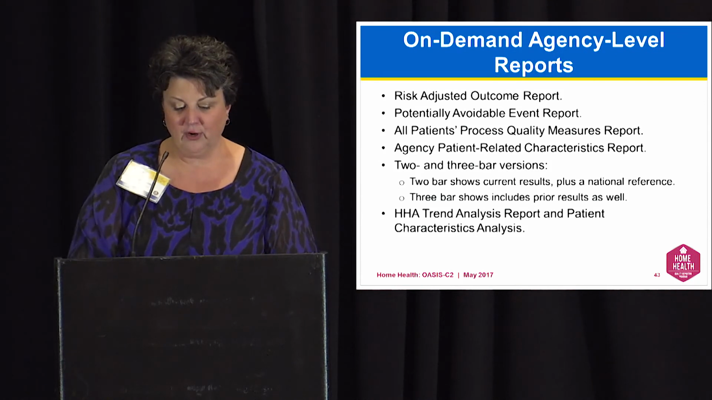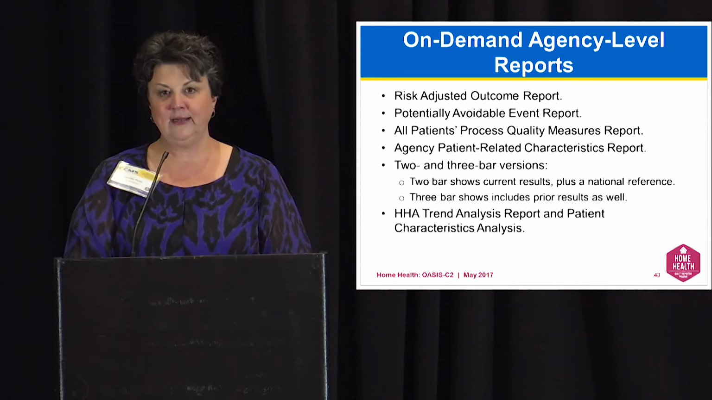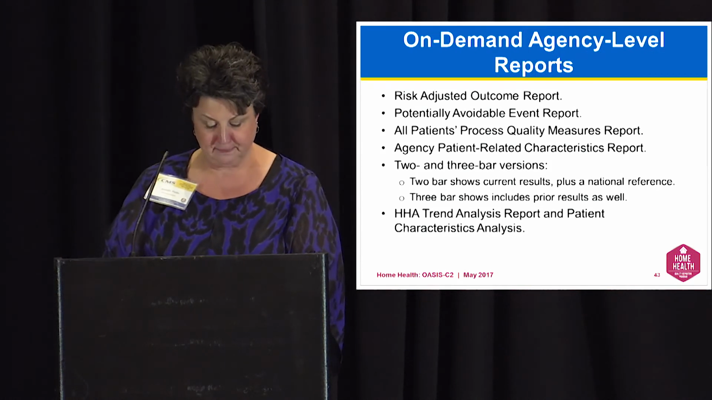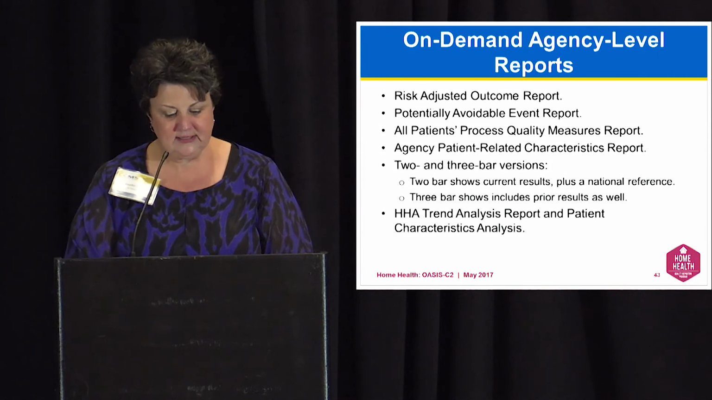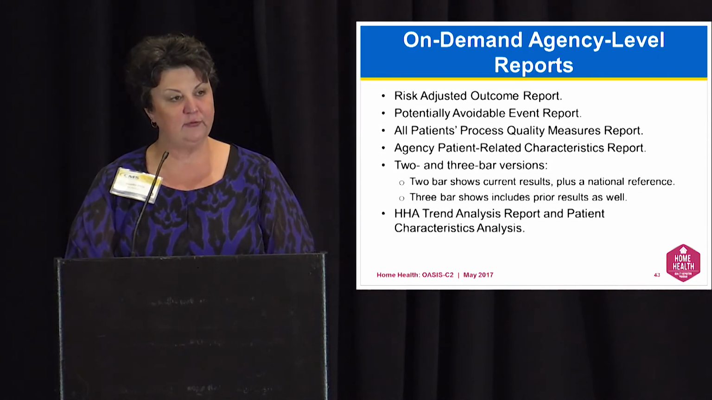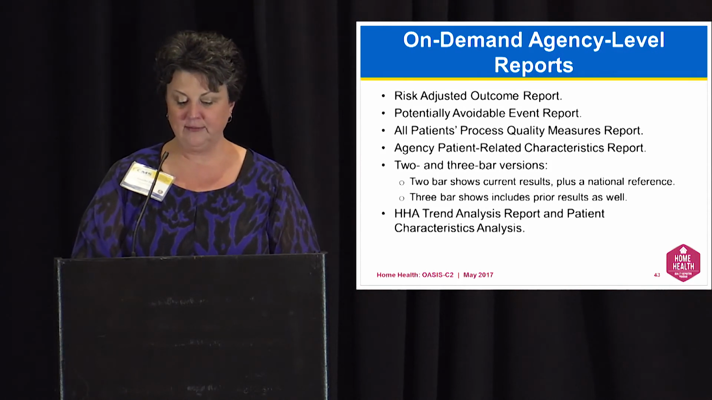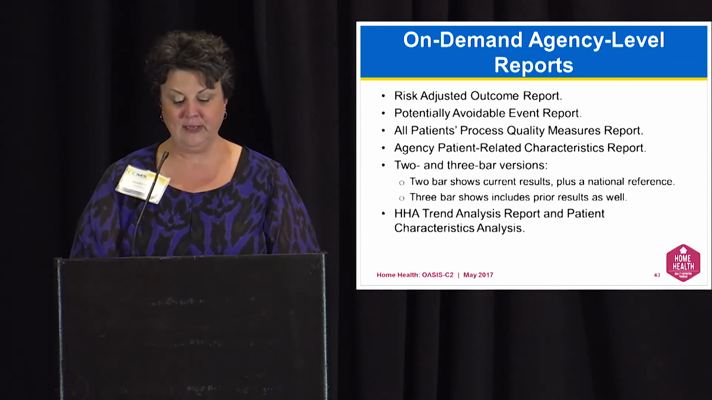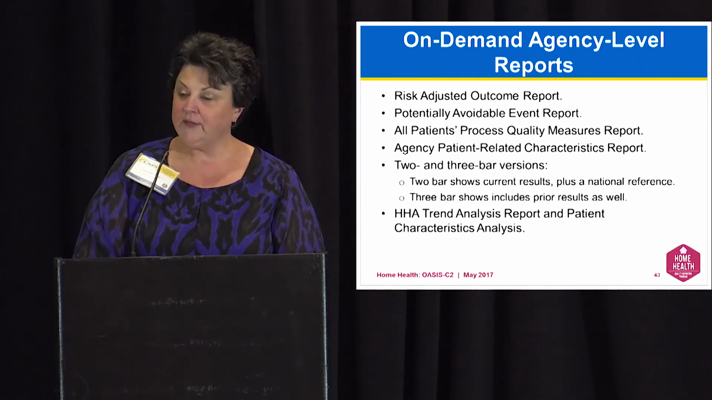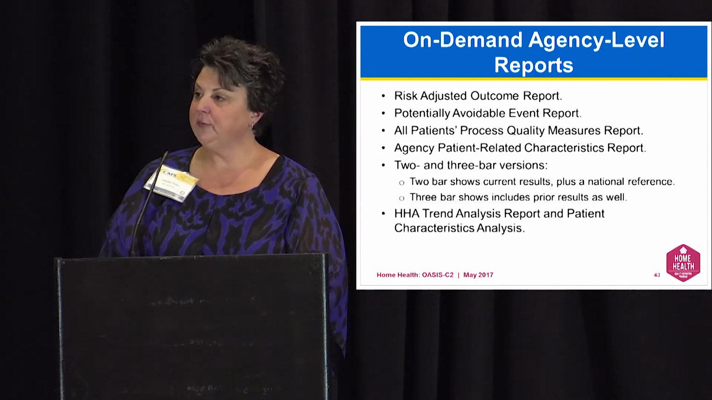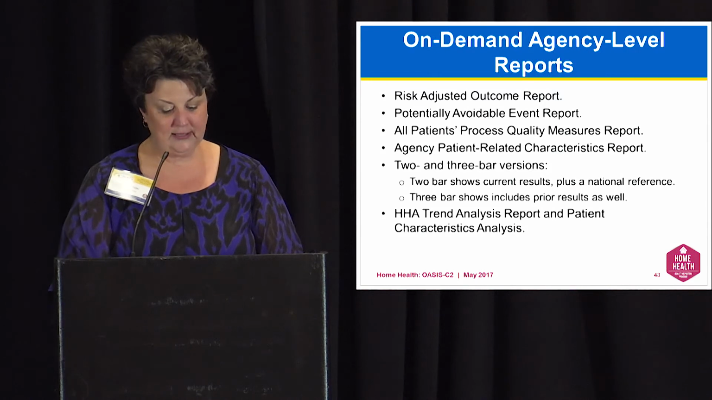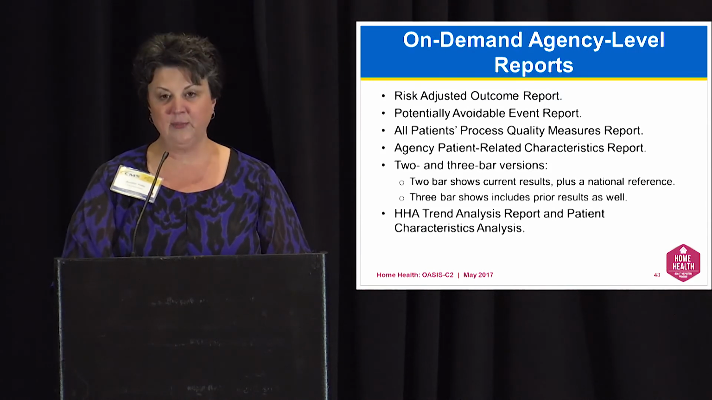We are going to review all of the reports that are listed on this slide and the next, and I'll just run through these really quickly, and then we'll dig into them a bit more in a moment. The risk-adjusted outcome report, both the 2 and 3-bar versions. There's a potentially avoidable event report, and we'll look at the potentially avoidable patient list and the 2 and 3-bar versions of this report. We'll look at the all-patient process quality measure report, and again, the 2 or 3-bar versions of that. The agency patient-related characteristic reports, the 2 or 3-bar versions.